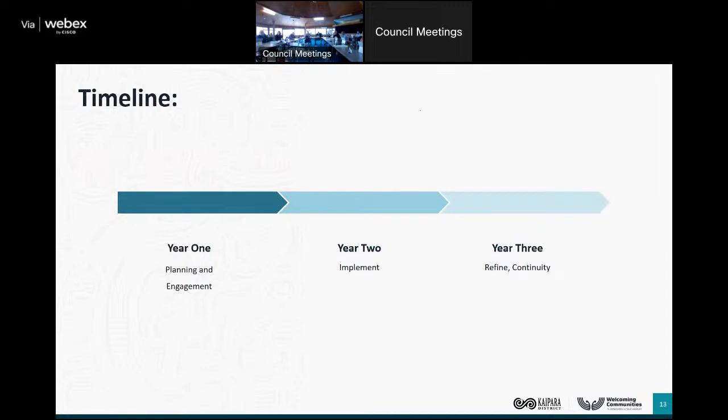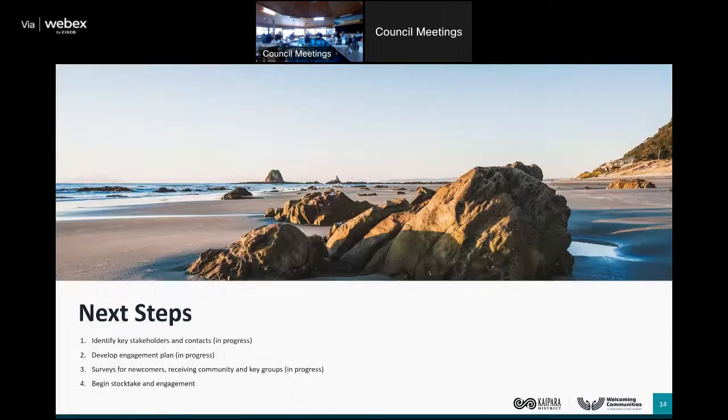So this is the timeline. Year 1, I'm 2 months into this role, so just wrapping up the planning stage, meeting with key stakeholders and newcomer groups across the district. And then from that, we will develop the Welcoming Communities Plan. Year 2 is all about implementing the plan using those 8 elements as a guide to see how we're tracking. And year 3 is about refining and adjusting the plan as necessary and ensuring that continuity going forward.